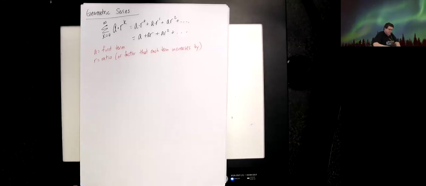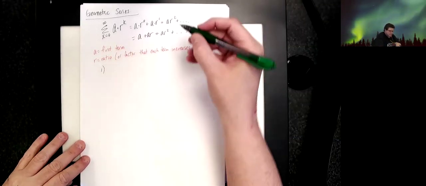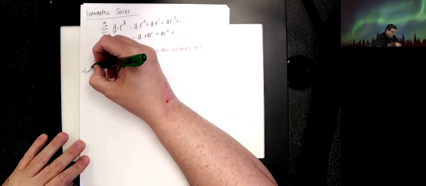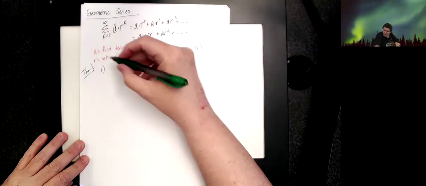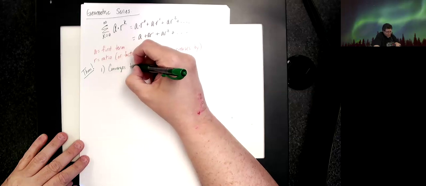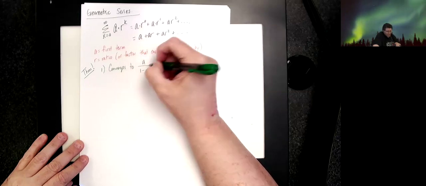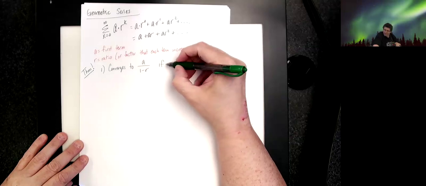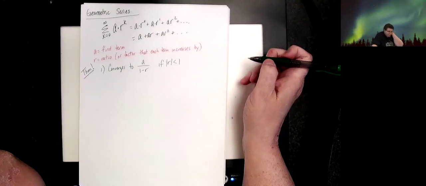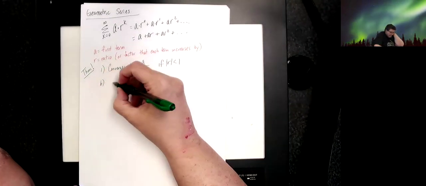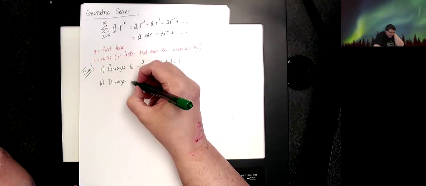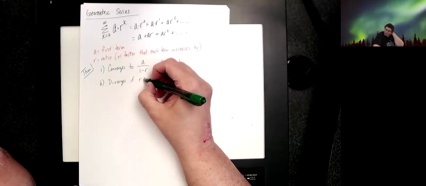And there's a theorem that says a couple things. So that's the series. Here's the theorem that goes with it. This converges to a over 1 minus r if the absolute value of r is less than 1. And b diverges if r is greater than or equal to 1.